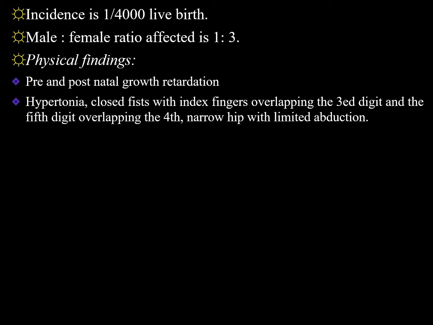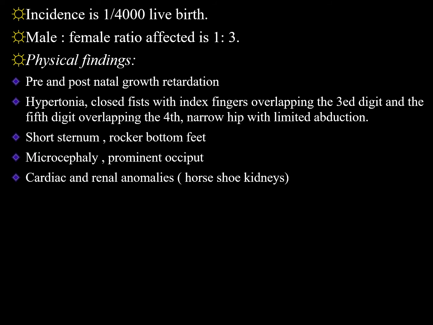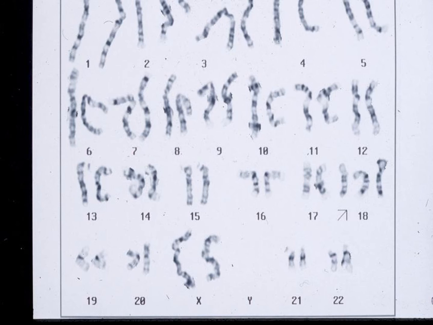There is also closed fist with index finger overlapping the third digit and the fifth digit overlapping the fourth. Narrow hip with limited abduction. هسه نشوف صور شو تبين هذه abnormalities in the hands. Short sternum, rocker bottom feet, microcephaly, prominent occiput, cardiac and renal abnormalities, commonly here horseshoe kidney, mental retardation. 95% of the cases are lethal in the first year.